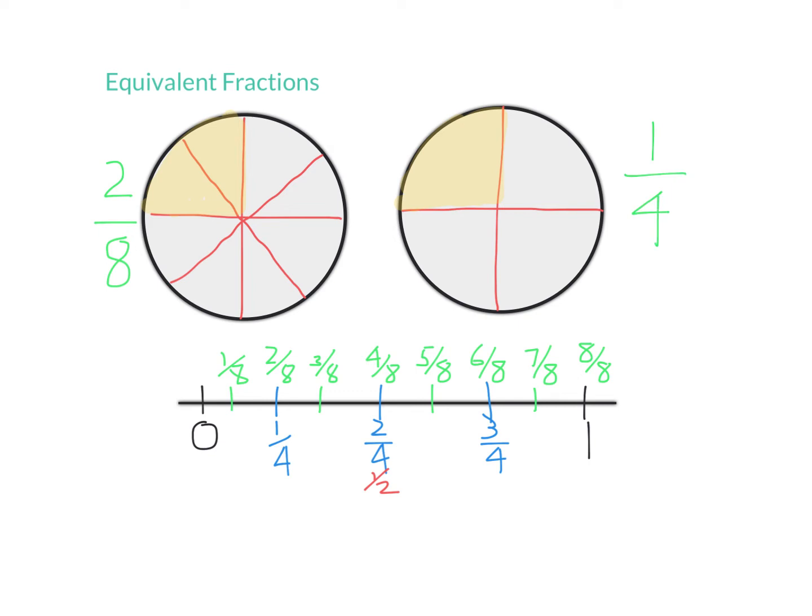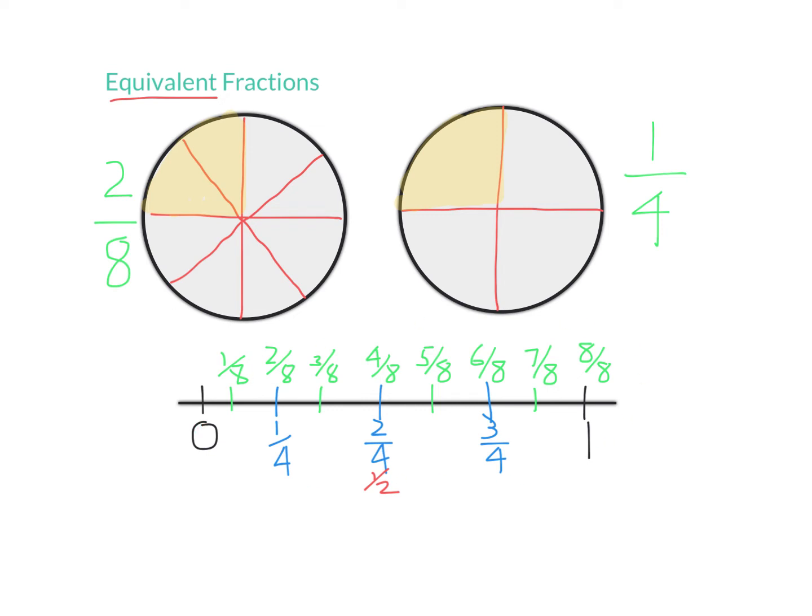So we can see from this, if you get 2/8 of the pizza, you get exactly the same amount as if you get 1/4 of the pizza. 2/8 and 1/4 are equivalent fractions. Equivalent fractions means they have the same value. So 2/8 and 1/4 both equal 0.25. It's the same amount. It also means they occupy the same position on the number line.